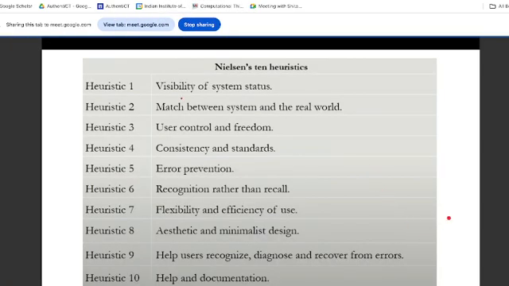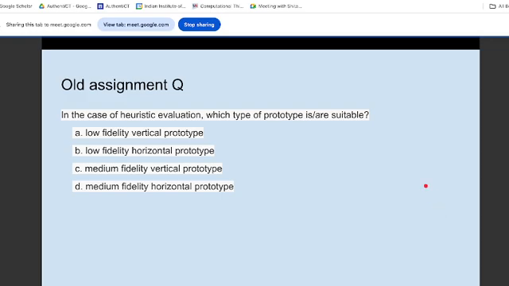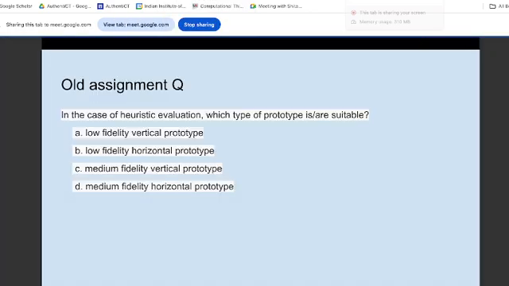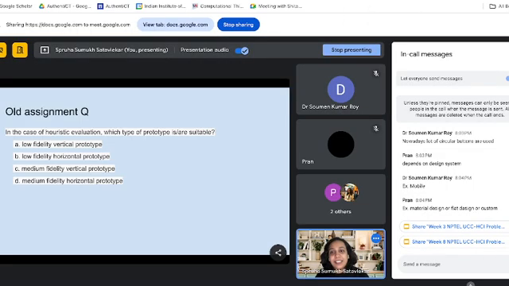Next. I'm enjoying the conversation that is happening over our chat window. I'm just not continuing that thread because you are already talking. So it's great. Next one is the old assignment question.